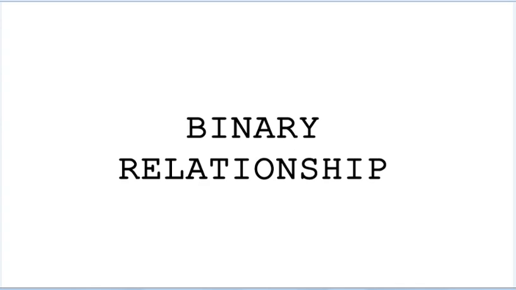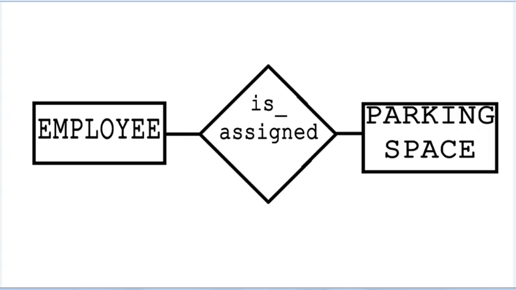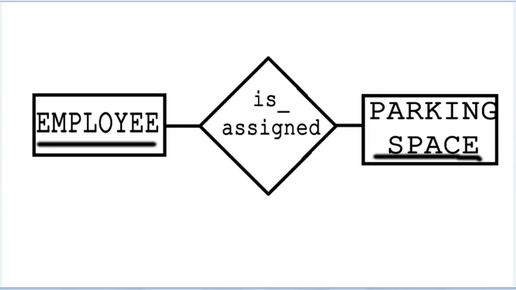Binary relationship is a relationship between two entity types and is the most common type of relationship encountered in data modeling. An example is like this. An employee is assigned to a parking space. There are two entity types here. One is employee and next is parking space.